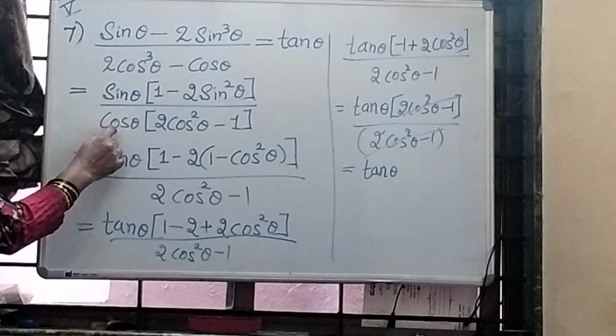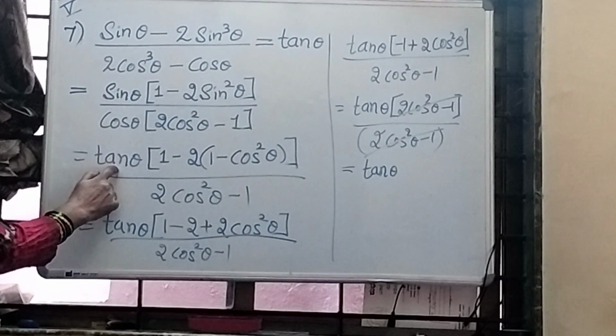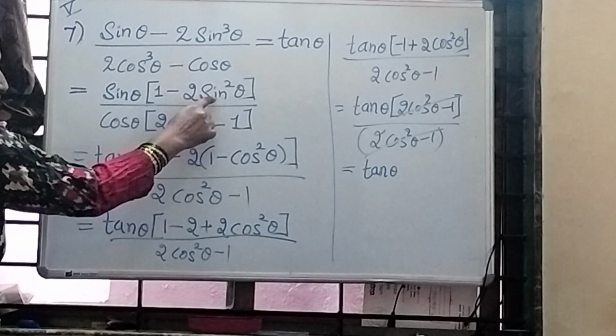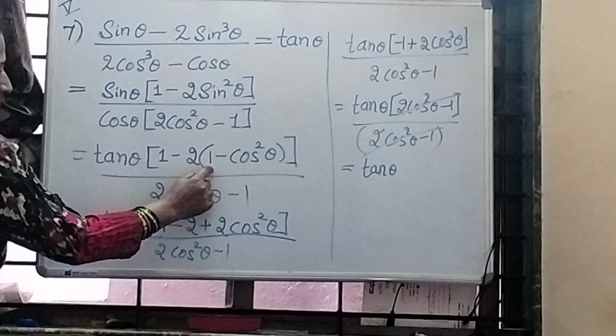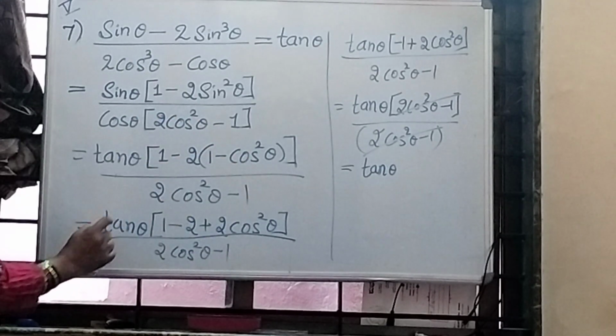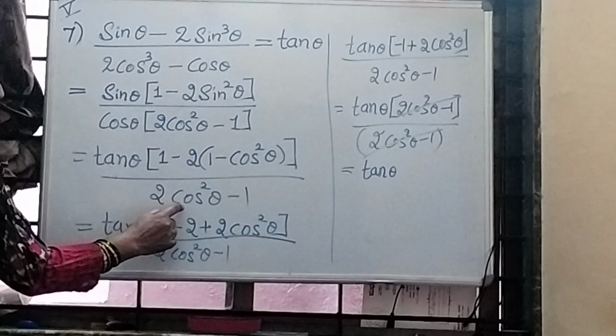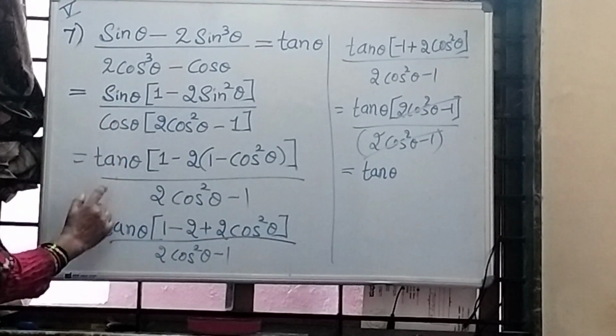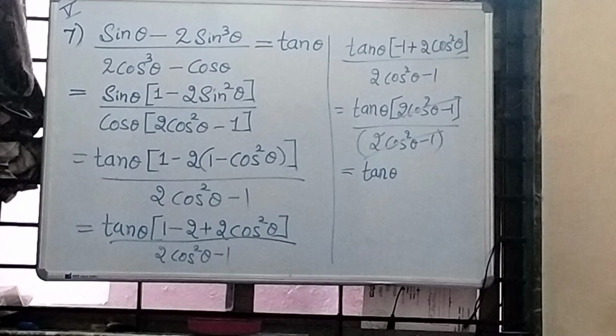Now sin theta by cos theta is tan theta. This 1 and this 2 I have written as it is. Instead of sin square theta, we have to take 1 minus cos square theta, divided by 2 cos square theta minus 1 as it is. Because this cos theta and sin theta we have already taken as tan theta.